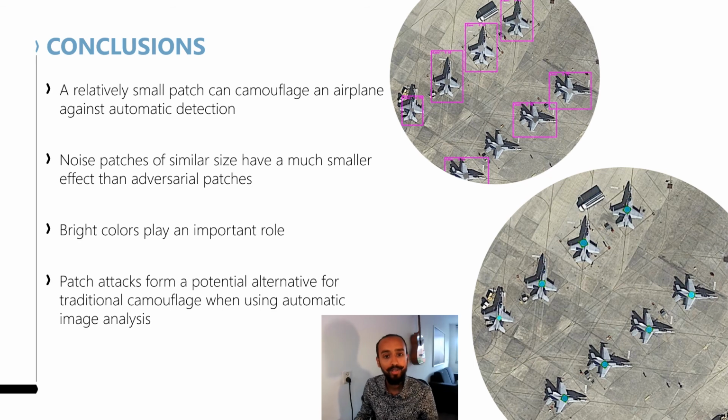The results show that relatively small patches can camouflage airplanes from a YOLO object detector. The baseline noise patches have a much smaller effect. We also trained a less saturated patch. This patch, however, was less effective than the patches with more color. This suggests that bright colors play an important role in fooling an object detector. We can conclude by saying that patch attacks form a potential alternative to traditional camouflage when using automatic image analysis.